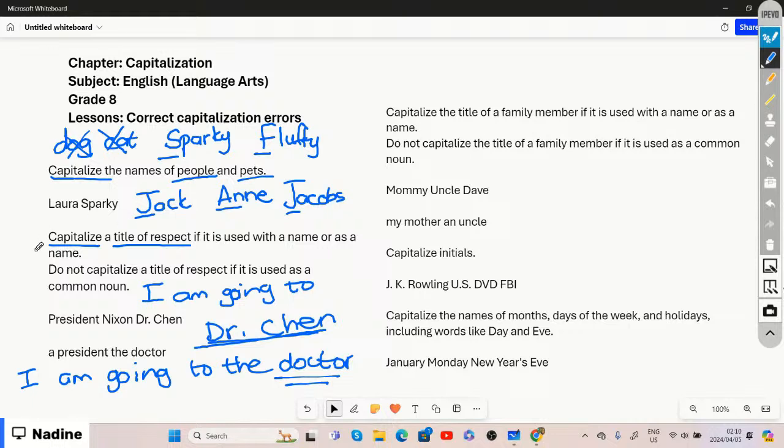And here we also have another example of President Nixon, Dr. Chin. So if you're just going to say that I saw the president at the White House, then president needs to be lower case because you are just talking about the president as a common noun. But as soon as you make mention of the president, for example, I saw President Obama at the White House, then it needs to be capitalized. You use a capital letter P for president and you write his name.